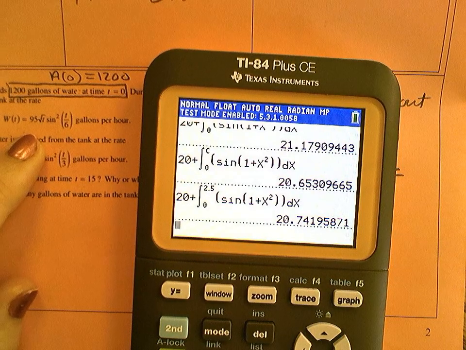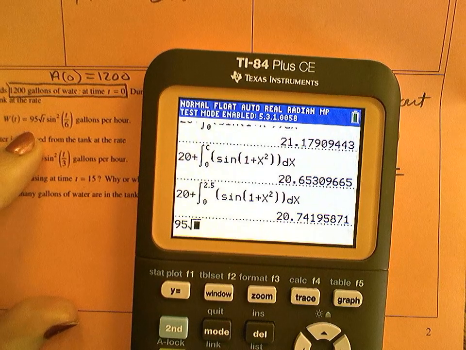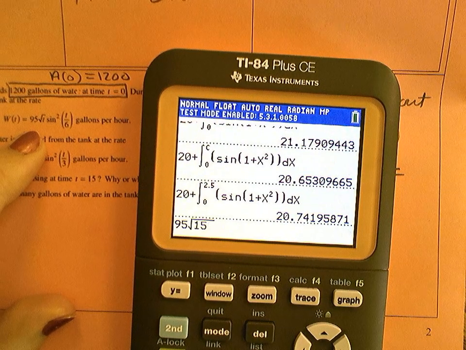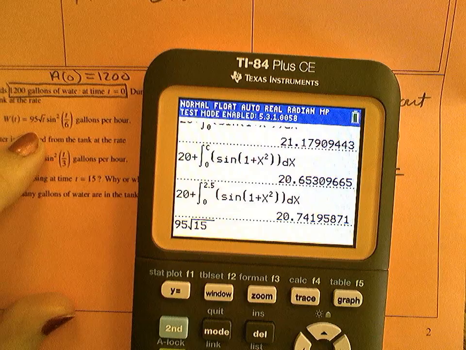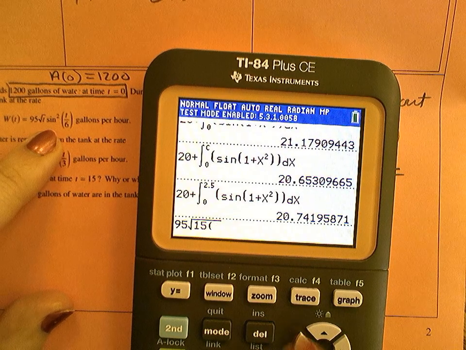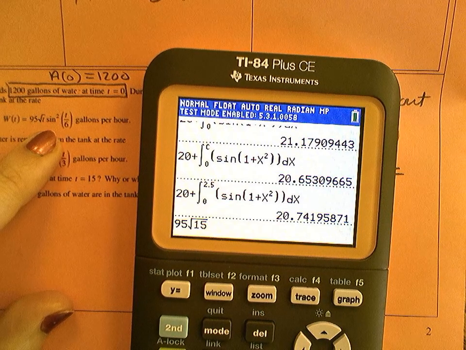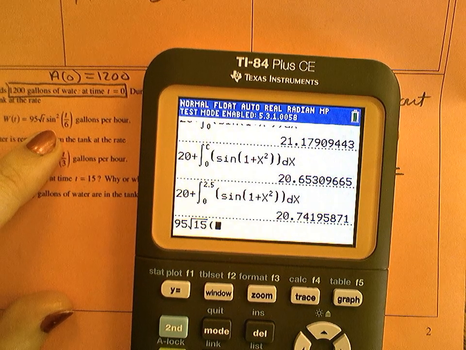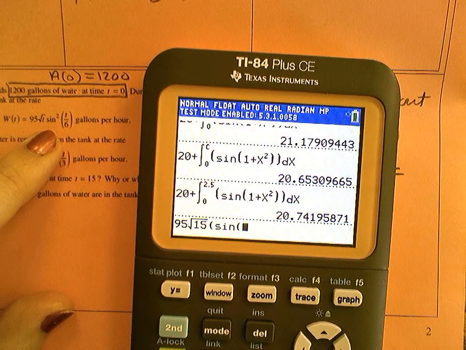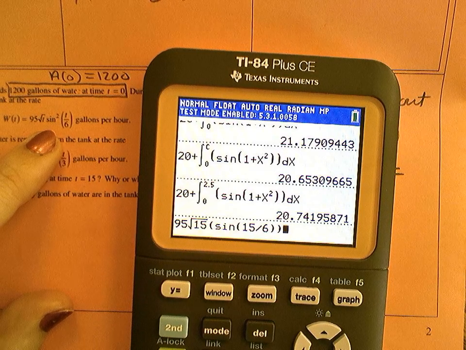It's kind of a lot to type. So 95 radical 15. Now I'm going to square this sine. Oopsie, so I don't even want that. Delete, delete. Okay, I need to hit over. So I have to square the sine, so I'm putting it in parentheses. Sine 15 over 6 squared.